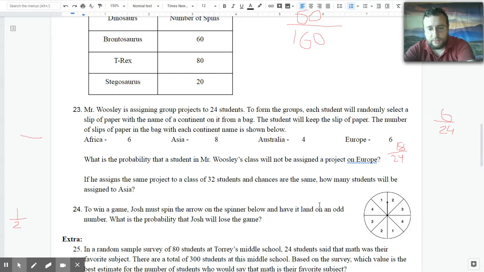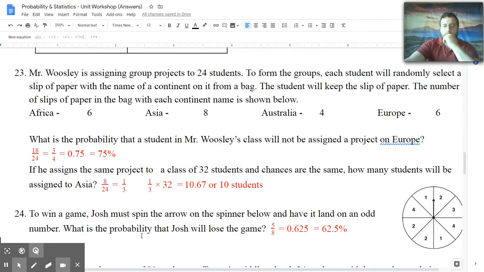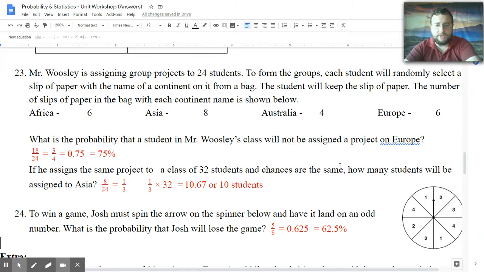So let's see. He needs to land on an odd number to win. So landing on an even number is what makes him lose. So let's count. We have 1, 2, 3, 4, 5 even numbers out of the whole. So that would mean 5/8 is the chance of him losing this game, which does give you 0.625 or 62.5% when you actually convert to decimals or percentages.